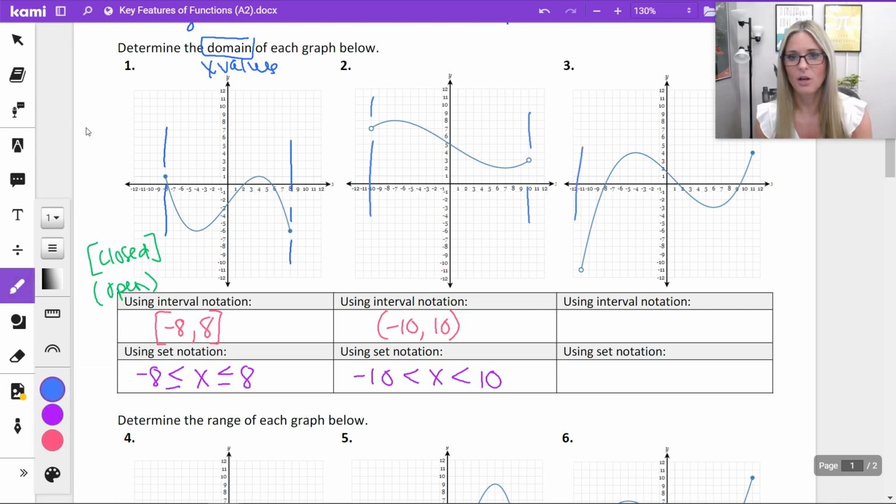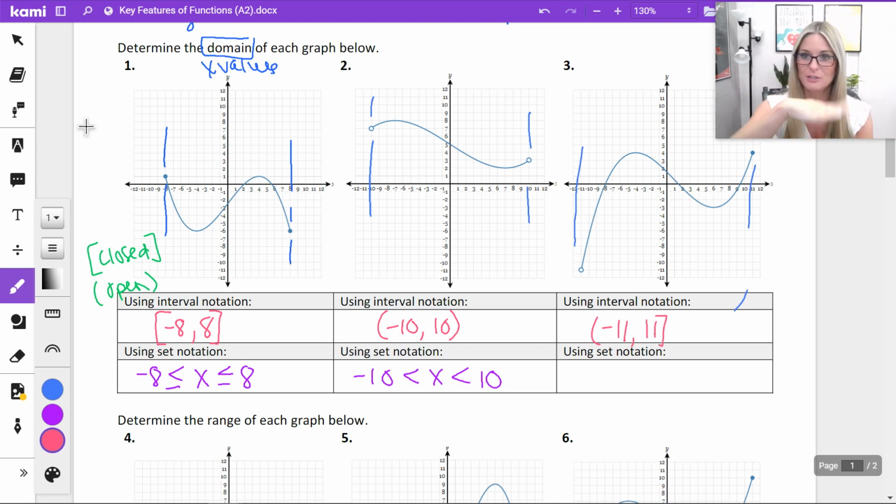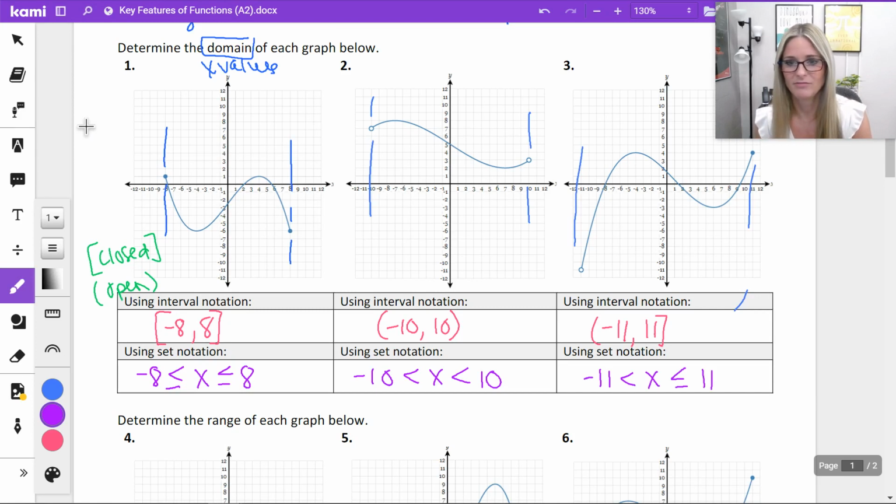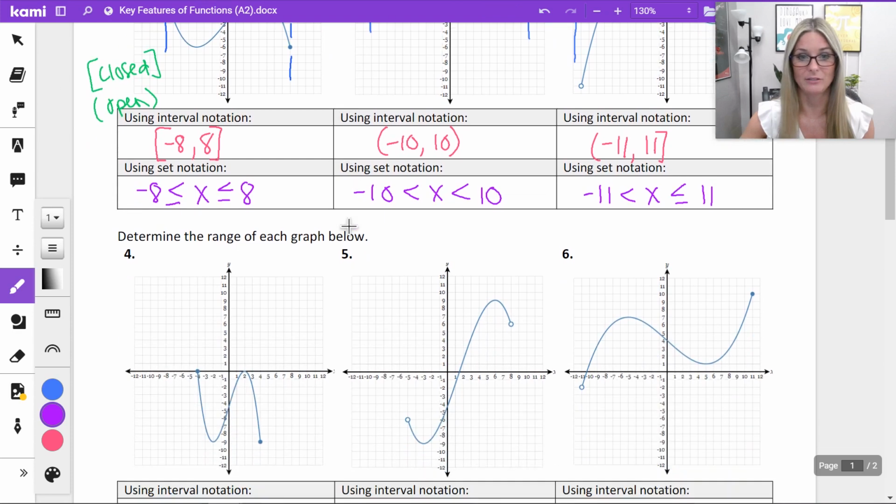Last one goes all the way from -11 all the way to +11. Ignore my scratch there. Let's see, we have open circle, so parentheses at -11, all the way to +11 with a closed circle. So make sure you interchange those. We use parentheses to start with the negative, bracket on +11. That set notation is going to look like -11 is less than x is less than or equal, right, to positive 11. There you go. Interval notation, set notation, looking at domain, the x values. Let's scroll down. We're going to do the same thing, but with range.